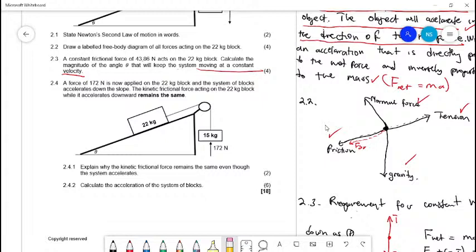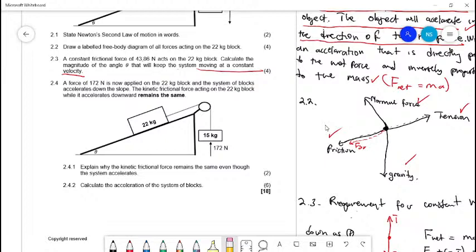Then they say the kinetic frictional force acting on the 22 kg block while it accelerates remains the same. So the frictional force remains the same. What changed here is the acceleration. So it's accelerating at a different acceleration. Now in 2.4.1, they're asking you to explain why the kinetic frictional force remains the same even though the system accelerates.